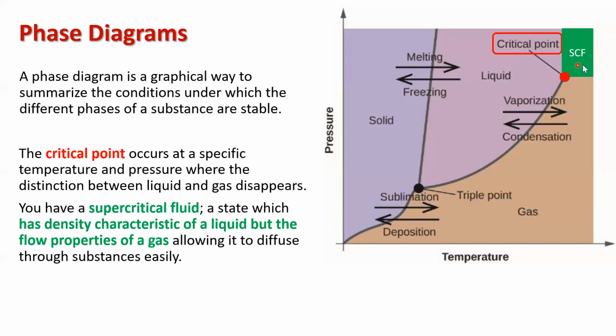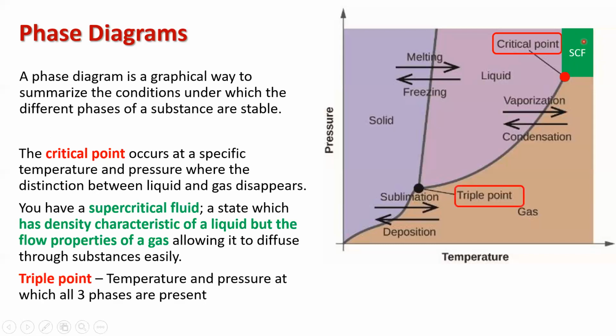And matter at these pressure and temperature conditions has density characteristics like a liquid, but it can flow more like a gas. Okay, it tends to fill the container you put it in. So this is our critical point. And above that point, we have what we call our supercritical fluid.